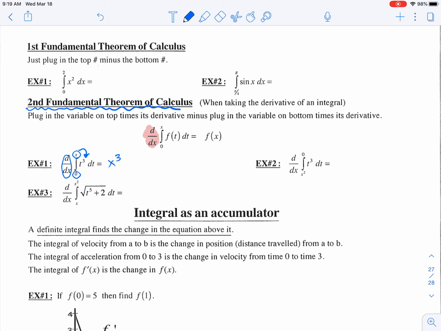There would be a longer way of thinking of it. You could do the antiderivative, plug the x in, plug the 0 in, then do the derivative term by term, but this is the easier shortcut.